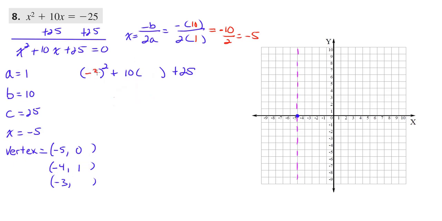Next, we can plug in -3. -3 squared is 9. 10 times -3 is -30. Bring down the plus 25. 9 minus 30 is -21. And -21 plus 25 is 4. So we have -3, 4. So -4, 1 and -3, 4. And we can reflect. This point is 1 to the right, its partner 1 to the left. This point is 2 to the right, its partner 2 to the left.